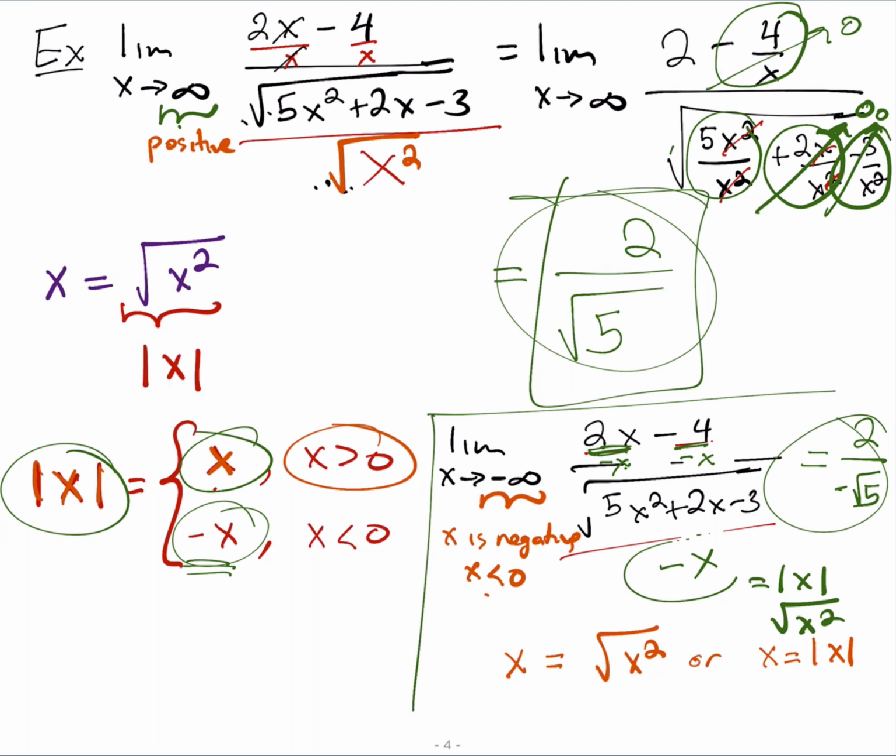So now what happens? Well, this time, what is minus x equal to? Since x is negative, since x is less than 0, negative x is equal to the absolute value of x, right? Okay, so that's a substitution right away that you can make. And then what ends up happening is you end up with a minus 2 over positive square root of 5, which is the same thing.